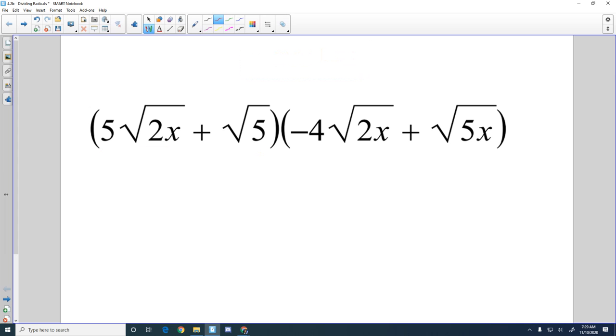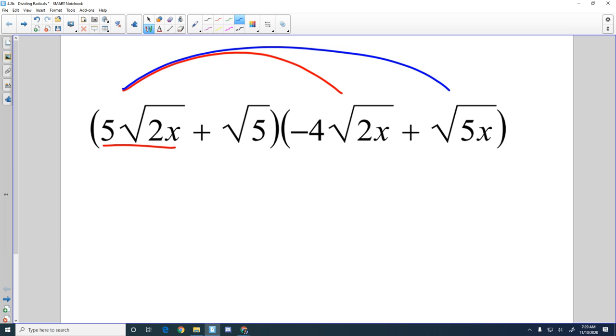Starting off by taking this first term, the 5 square root of 2x. So I'm going to take it and multiply it by that first term, and then multiply with that second term. And whenever we multiply radicals together, we multiply those coefficients first, like the numbers out in front of the radical, they get multiplied together first. So in this case, it'd be this 5 times the negative 4, which gives us negative 20.